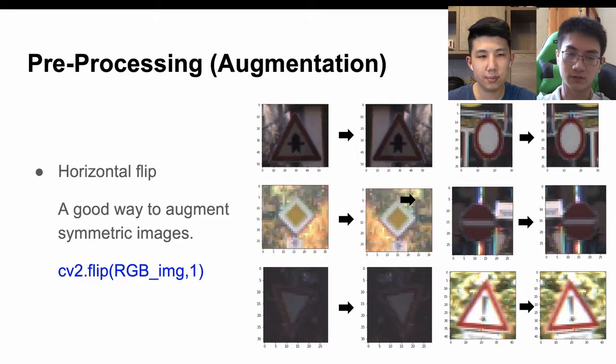First, we do some horizontal flip. It is a good way to augment the symmetric images. There are some example in the right hand side. As you can see, after flipping, the image's content remains the same.